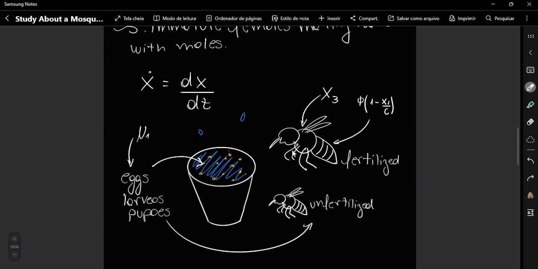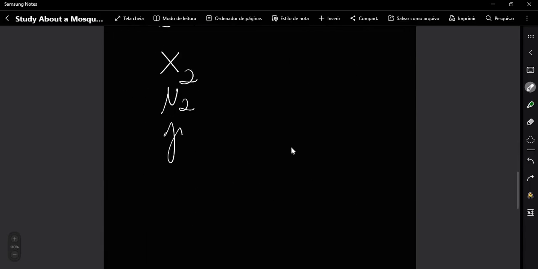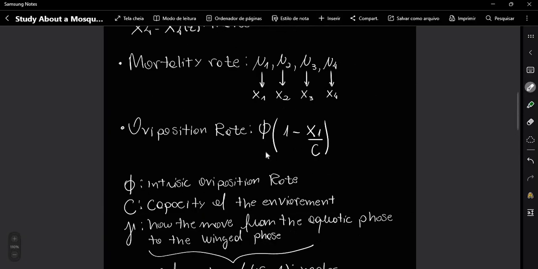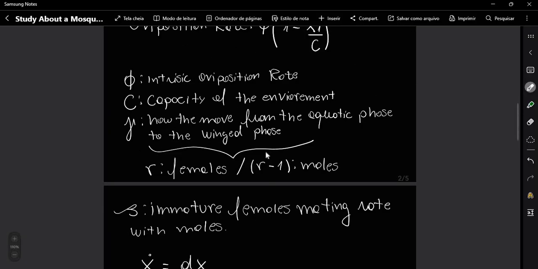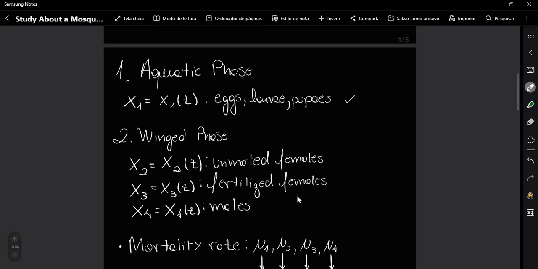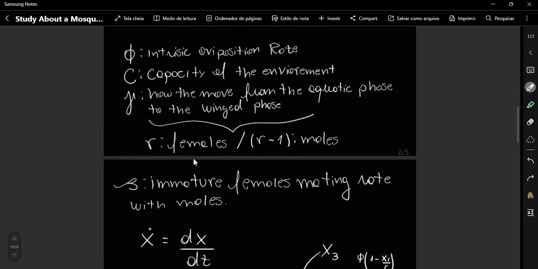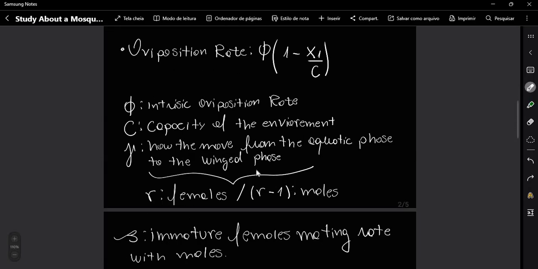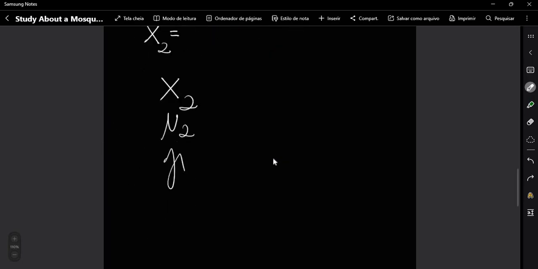Gamma is related because gamma is how the mosquito will move from the aquatic phase to the winged phase. So this rate is valid for all these stages, because it's how the mosquito will move from this phase to this second phase. So gamma, and now R, because we are separating females from males. So R is related.